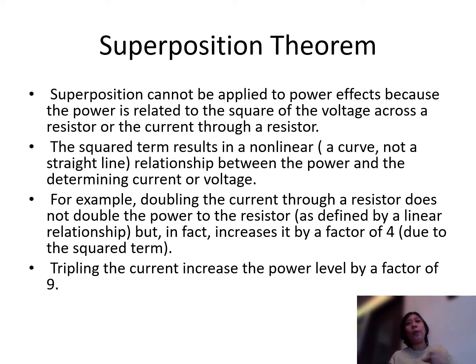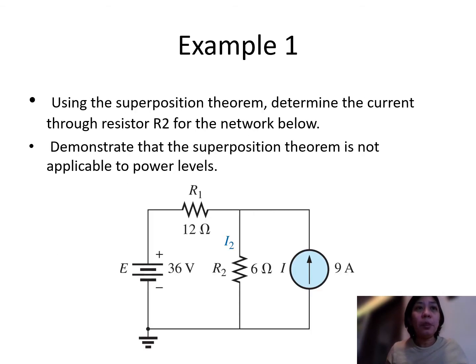Okay, so how are we going to solve a circuit by the superposition theorem? Let's start with our examples. Example number 1: using the superposition theorem, determine the current through resistor R2 for the network below. We will demonstrate that the superposition theorem is not applicable to power level. We're going to prove that the superposition theorem is only applicable for currents and voltages and not for power levels.